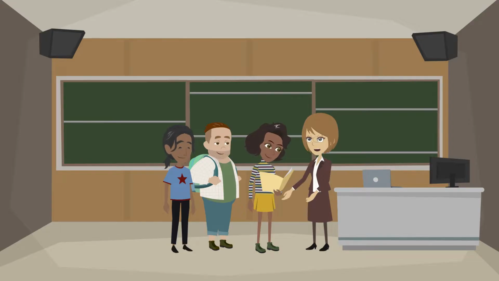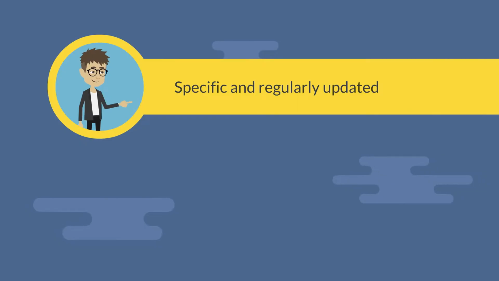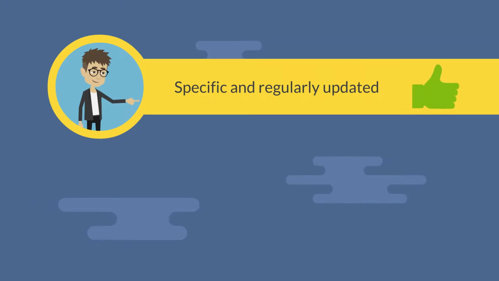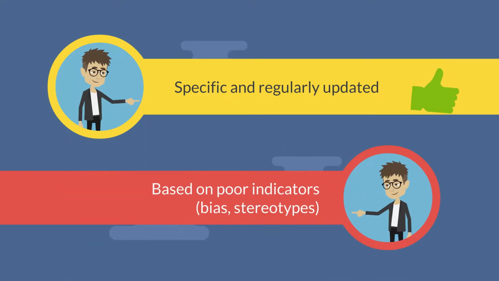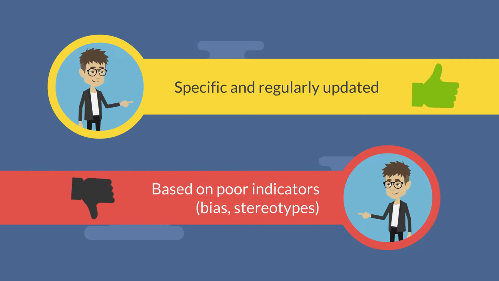It is essential to remember that it is natural for every teacher to develop differentiated expectations towards their learners, and that's because every student is different. If these expectations are specific and regularly updated, they are an aid to planning student learning. However, when they are based on poor indicators, bias, stereotypes, and/or when they are too rigid, then they are likely to lead to inequities among students.